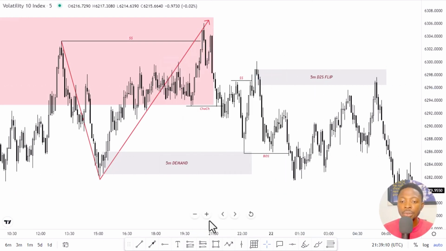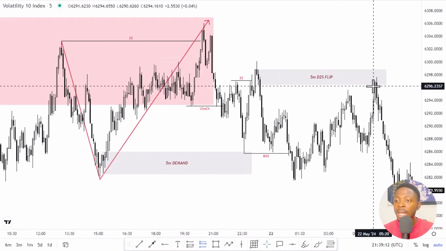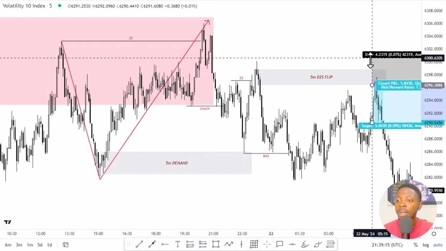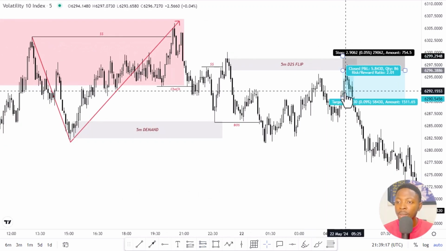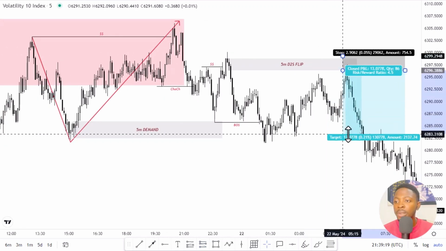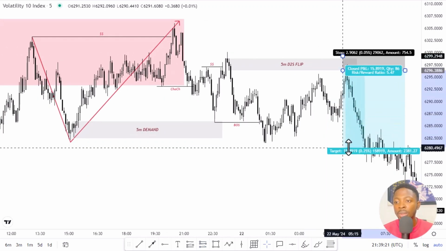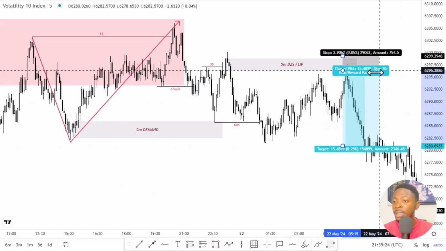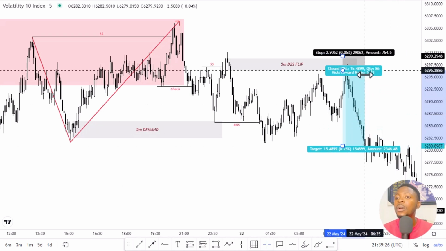So what do you want to do? You want to set your limit order here and wait for price to come in here, put your stop loss a little bit above, and target your 1:3, 1:5, whatever that you want to target. So this is a very, very beautiful trade and a practical example of what a flip zone is.